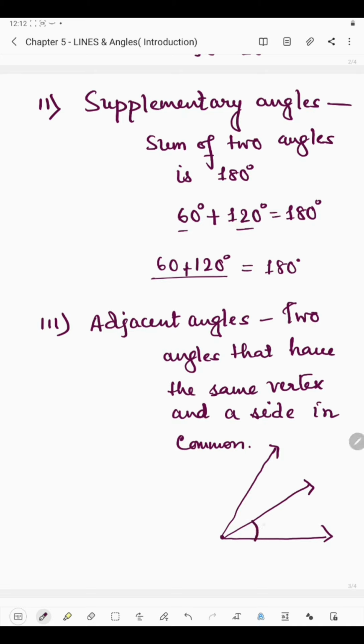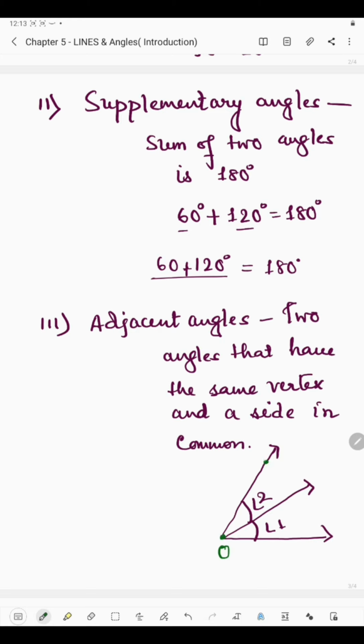Suppose this is angle 1 and this is angle 2. So here angle 1 and angle 2 are adjacent. Why? Because they share the common vertex. Say this is O. In angle 2 also O is there, and in angle 1 also O is there. So they share the common vertex.